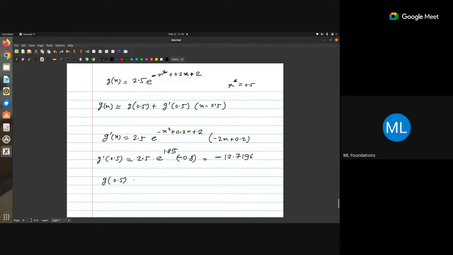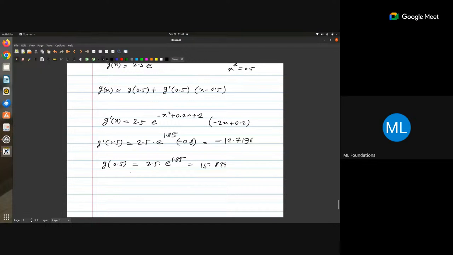Fine. Anyway, the value of e to the power 1.85 at the last. Fine. Yes, sir. That is 15.899. Yes. Because half of the stuff cancels out. Yes. Okay, fine. So it's up to you. You just solve it however you want. G of x is like 15.899, right?